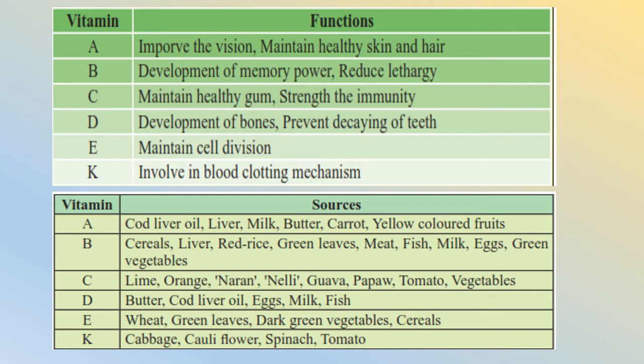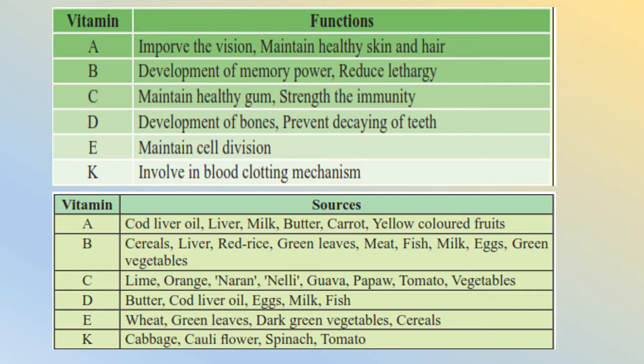So let us take vitamin A. Vitamin A is important to improve your vision. It will help for the proper functioning of your eyes, and it will help you to maintain a very healthy as well as beautiful skin as well as your hair. So let us see the foods that are rich in vitamin A. They are cod liver oil, liver, milk, butter, and most of the yellow colored fruits and vegetables, which are a very rich source of vitamin A, such as pumpkin, carrot, mango. So they are the foods that are rich in vitamin A.